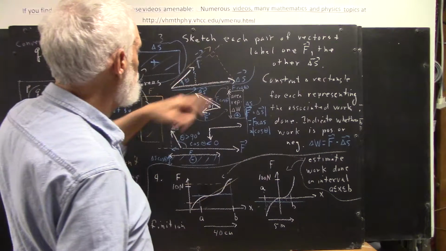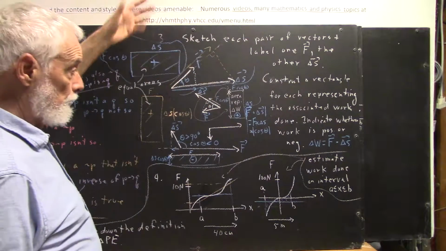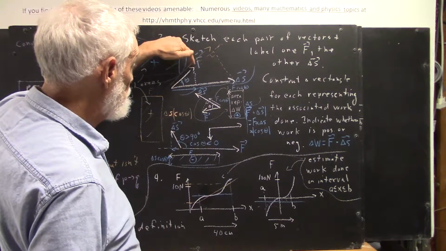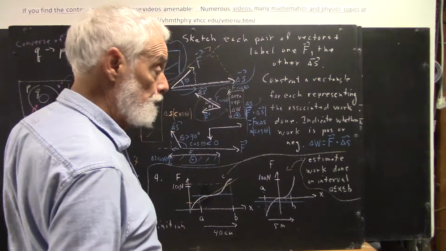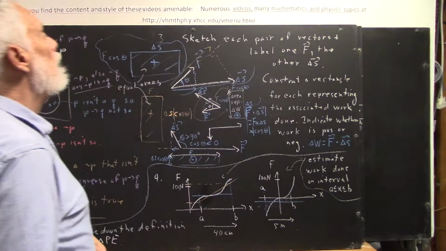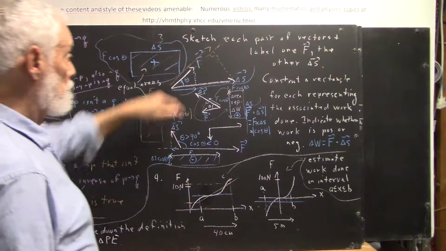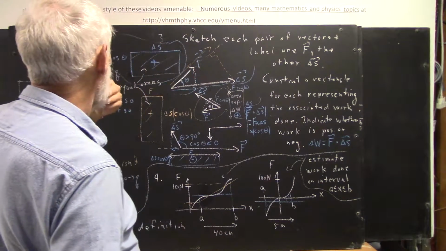Okay, looking at this picture, somebody chose, maybe I flipped a coin, I don't remember. This vector we take to be the F vector, this vector we take to be the delta S vector. Okay, the first thing we do is we project F on delta S.